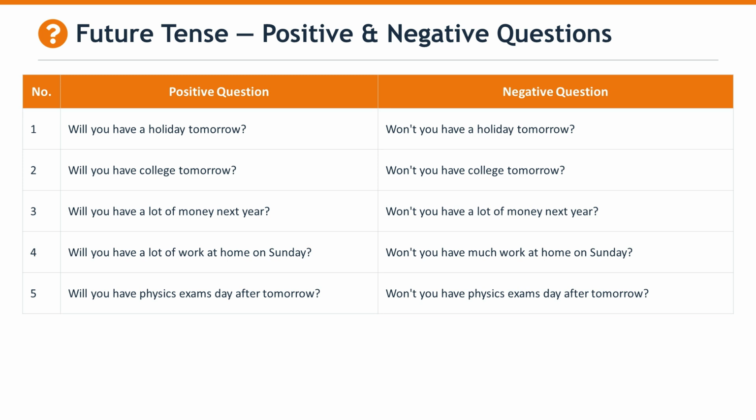Number 4. Positive question, will you have a lot of work at home on Sunday? Negative question, won't you have much work at home on Sunday? Number 5. Positive question, will you have physics exams day after tomorrow? Negative question, won't you have physics exams day after tomorrow? For positive questions, we put will at the beginning. For negative questions, we put won't at the beginning.